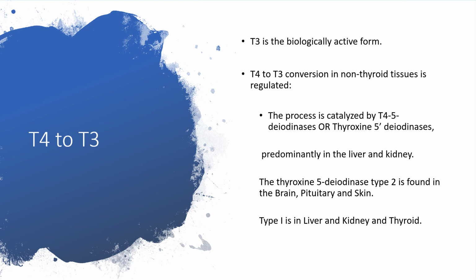T4 to T3 conversion in non-thyroid tissues is highly regulated. The process is catalyzed by T4 5'-deiodinases, or thyroxine 5'-deiodinases, and that is predominantly taking place in the liver and the kidney. The thyroxine 5'-deiodinase type 2 is found in the brain, the pituitary gland, and the skin, while thyroxine 5'-deiodinase type 1 is found in the liver, kidney, and thyroid.